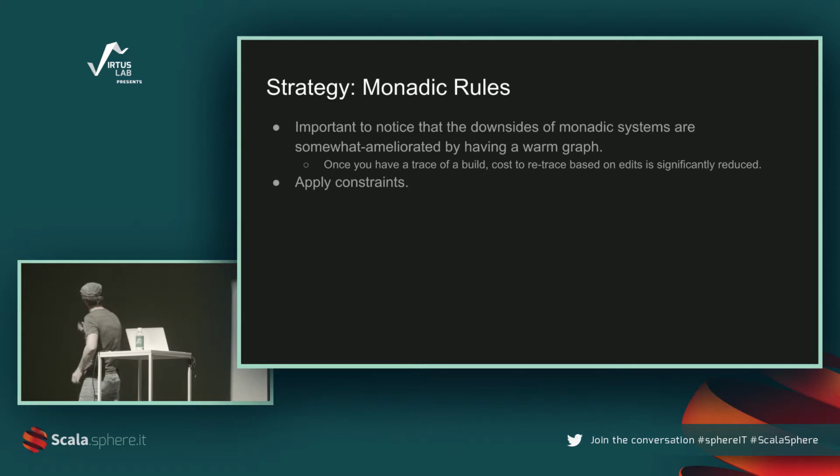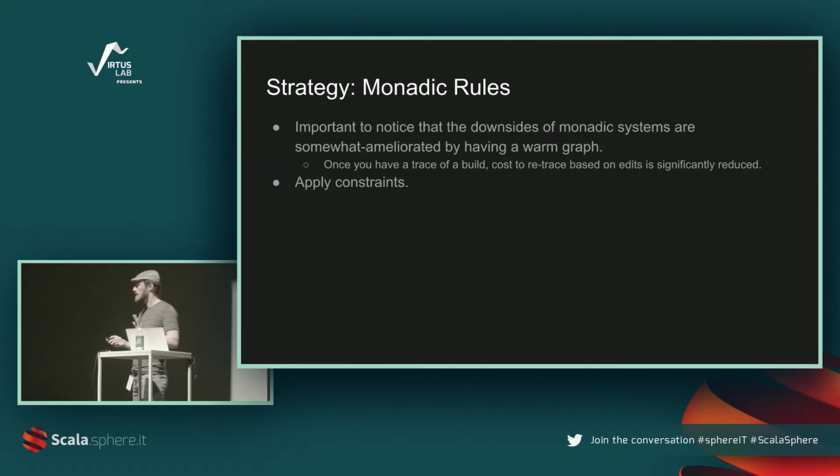It's important to notice that the downsides of a monadic system are mostly ameliorated by having a warm graph. If I have a completely warm graph of some previous run and one thing has changed, there's a lot less work to do overall, right? This constructive trace is only useful if I haven't edited anything. Okay, well, cool, that's for the cold build case. Once you have a warm graph, which we hope is the common case for users, the cost to rerun is very minimal, and actually the constructive traces don't get you anything.